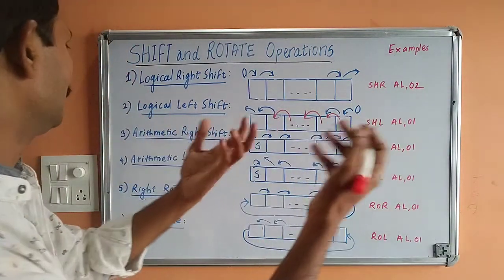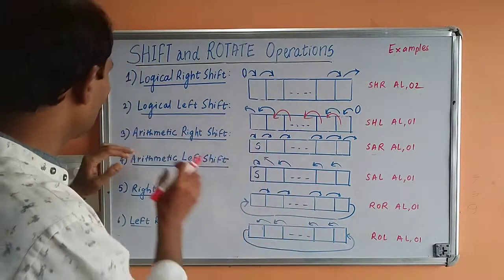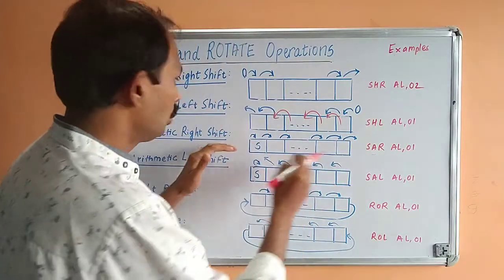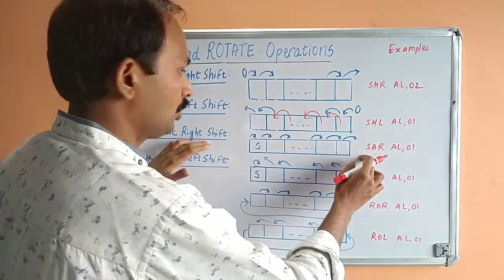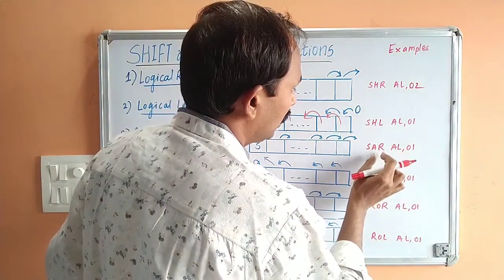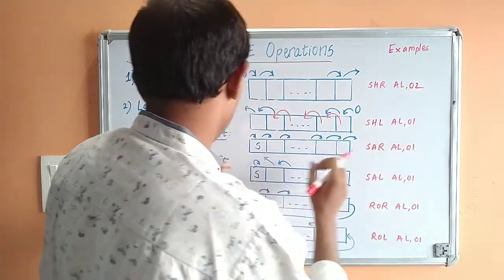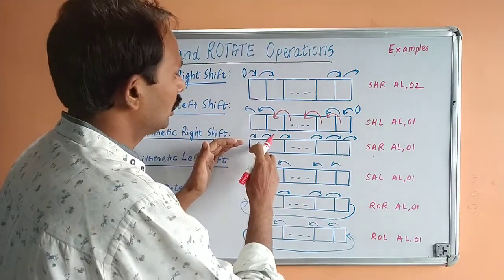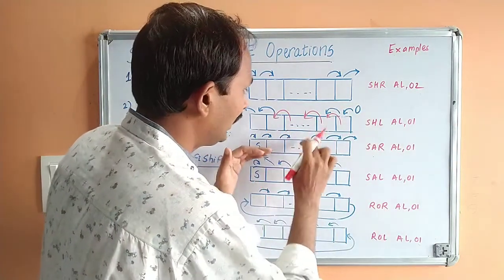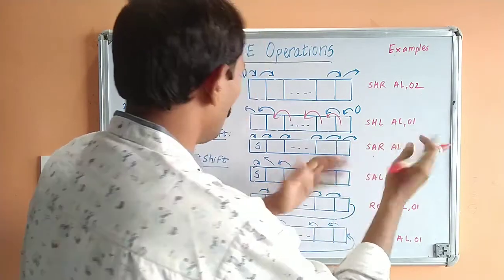On the other hand, the important difference between logical and arithmetic shifting we will see here in the arithmetic right shift. Here is a stream of bits, and for the arithmetic right shift the instruction is SAR, where A stands for arithmetic, AL by 01 bit. We shift the stream of bits by 1 bit to the right-hand side. The bit which is thrown out is lost.